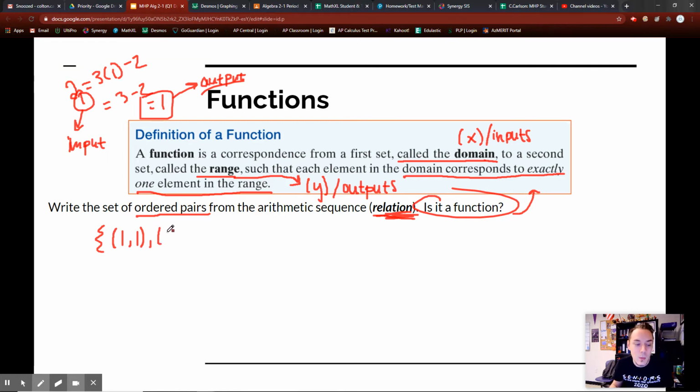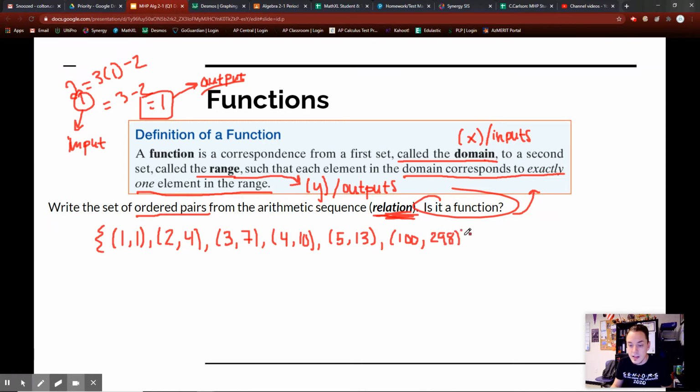So now, what was a sub 2? When we found a sub 2, our answer was 4. When we did a sub 3, what was our answer? When I plugged 3 into that sequence and that function, we got 7. What was a sub 4? We got 10. Now we did a sub 5, and again, we got 13. And then we jumped all the way to a sub 100, just because, and we got 298. Now watch this.